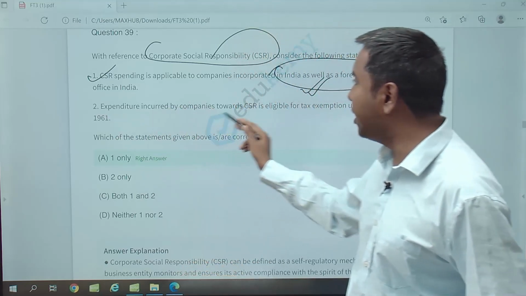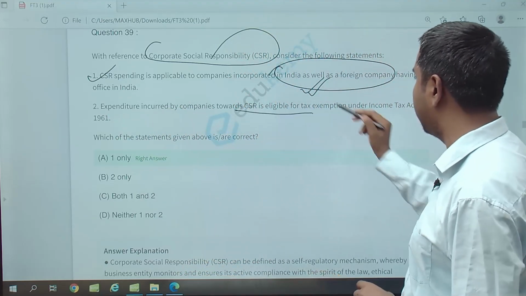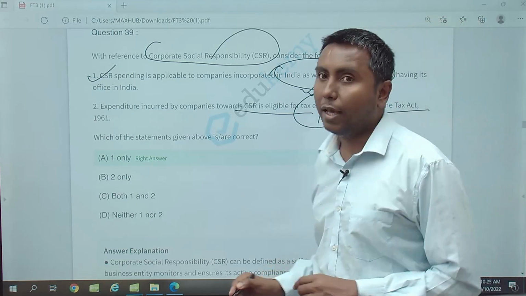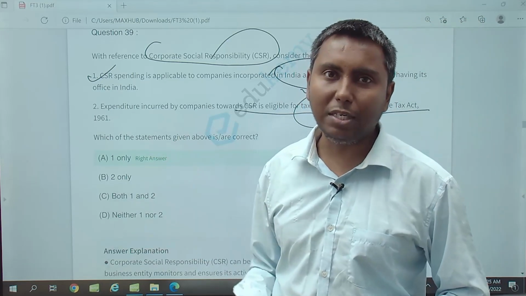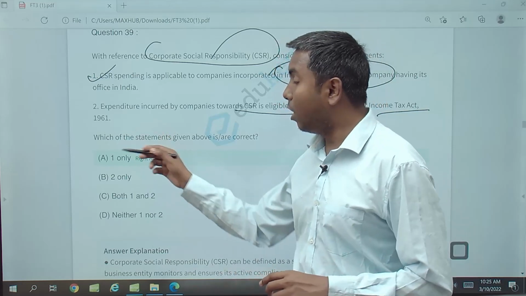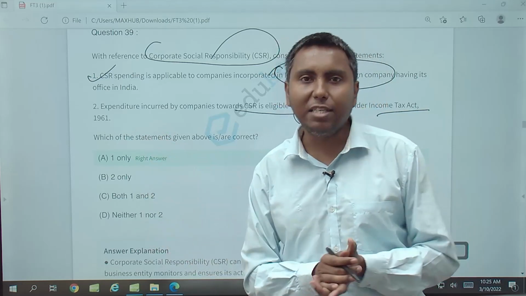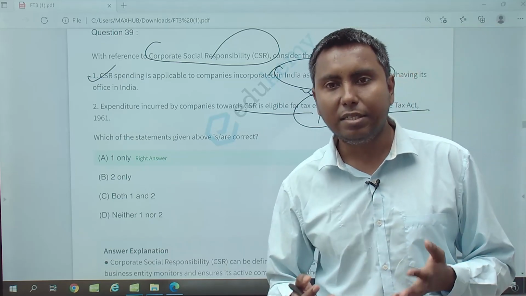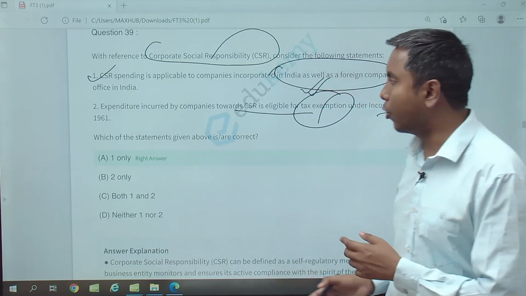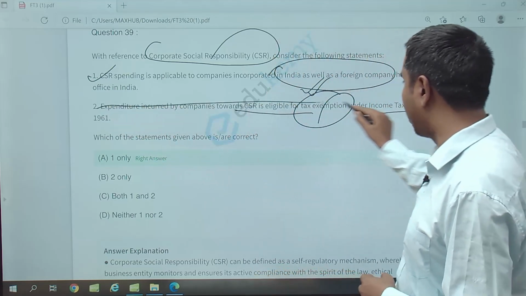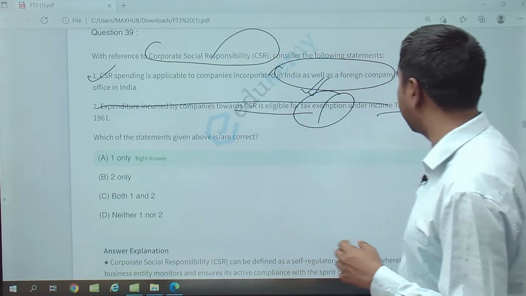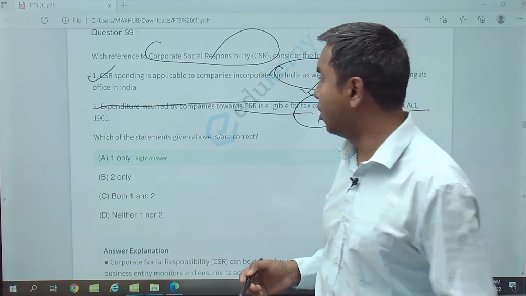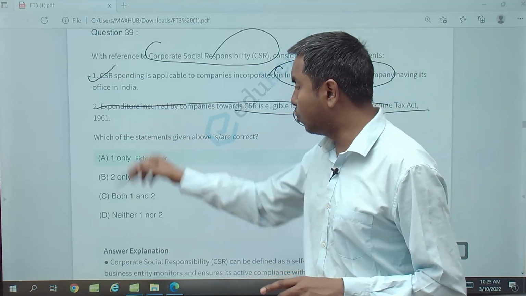Second, expenditure incurred by a company towards CSR is eligible for tax exemption under the Income Tax Act. Now this was a trap statement, because usually you may be tempted to believe that if the government wants corporates to invest in CSR, then they will give some tax incentive. But this is not so. There is no income tax exemption given for CSR. So 2 is incorrect.